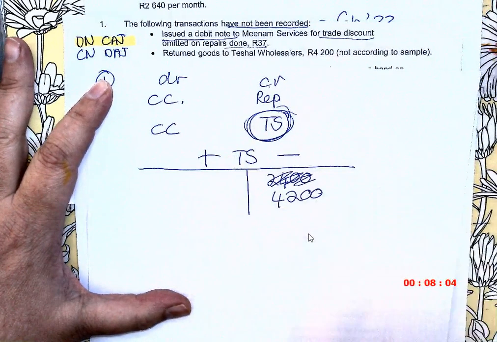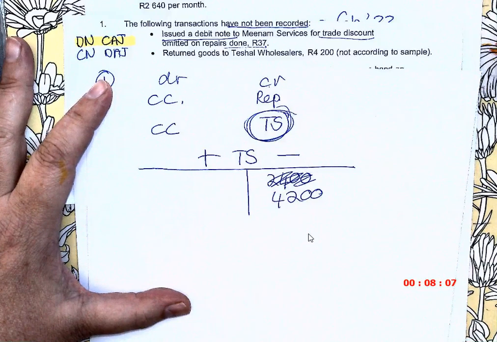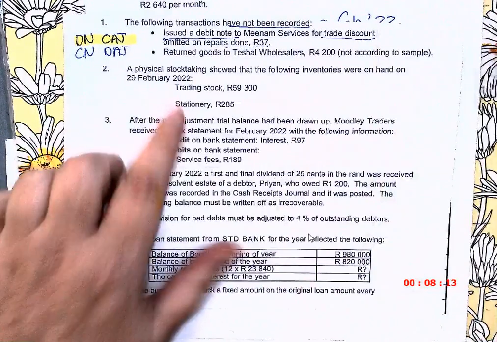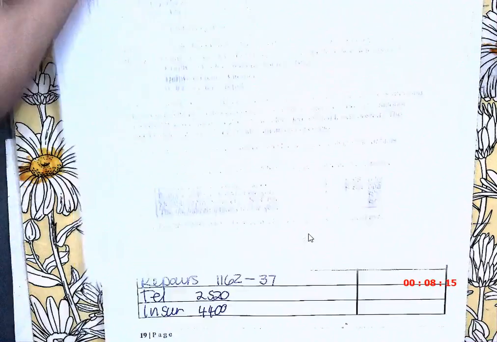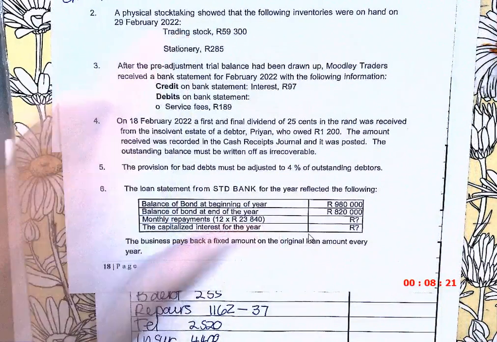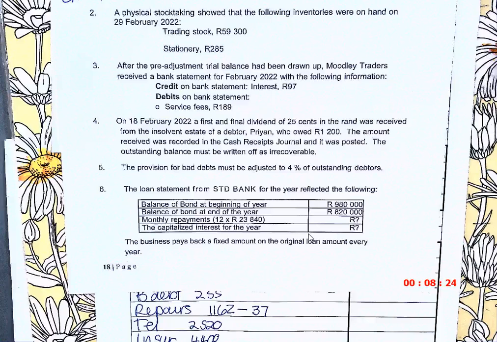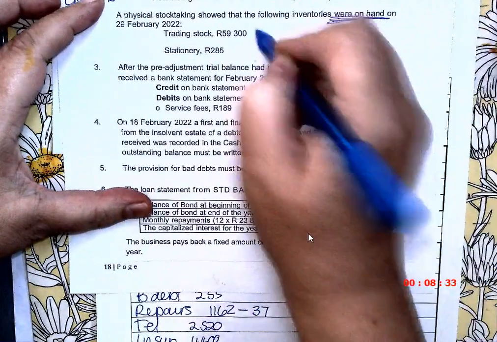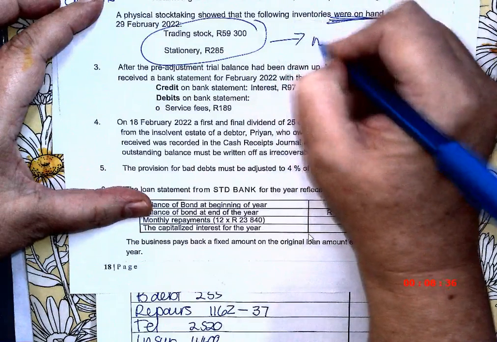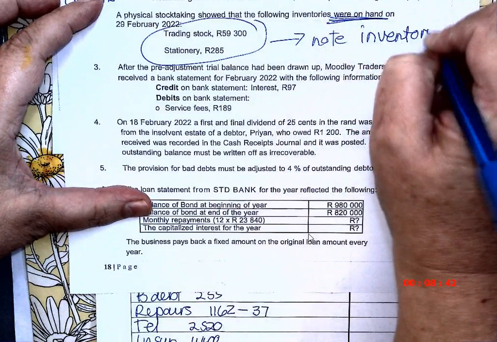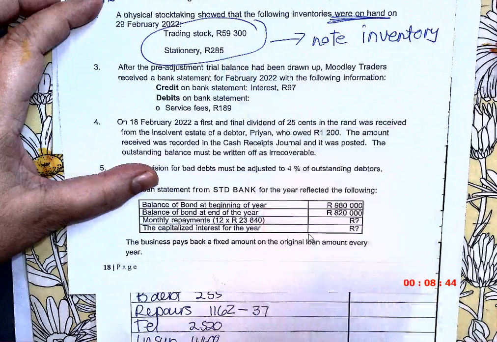4,200 on the credit side. Okay, are we sharp? So the next one I see says a physical stock take shows the following, and now I need to make sure: are they going to tell me what I used or what's on hand? Now they tell me what's on hand, so this is left over. So I know this is my note for inventory. So if I have to do the balance sheet, my inventory is going to be those two added, right?